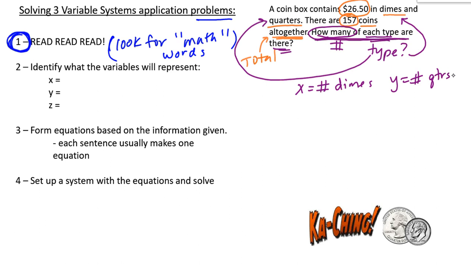All right, now it gives us two sentences. It talks about their values, right? $26.50. And then it says 157 coins altogether or total. Well, if x is the number of dimes and y is the number of quarters, then the number of dimes plus the number of quarters has to be equal to 157 coins. That's what that second sentence right there says.